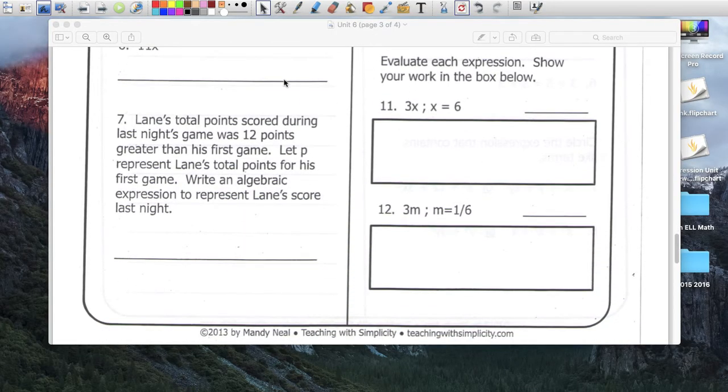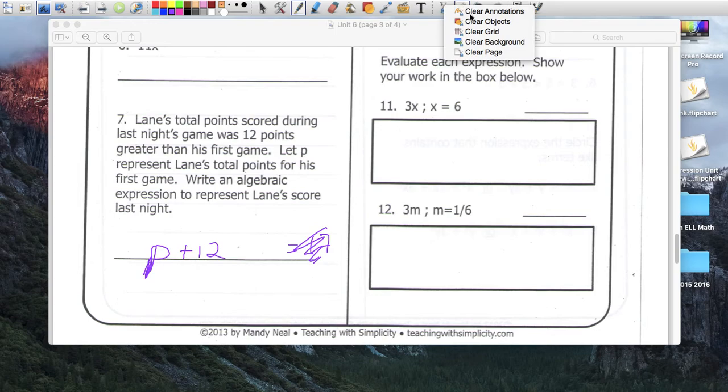Lane's total points scored during last night's game was 12 points greater than his first game. That P represents the total for his first game. So this is how much he scored his first game. And then the second game was whatever he scored in the first game plus 12. So how much did he score in the second game? Well, let's just pretend he scored 5 points in his first game. So in his second game, he would have scored 17, 5 plus 12. So it's whatever he scored in the first game plus 12. And we don't know what he scored in the first game, so we represent it by P. All right, so this would be the expression.